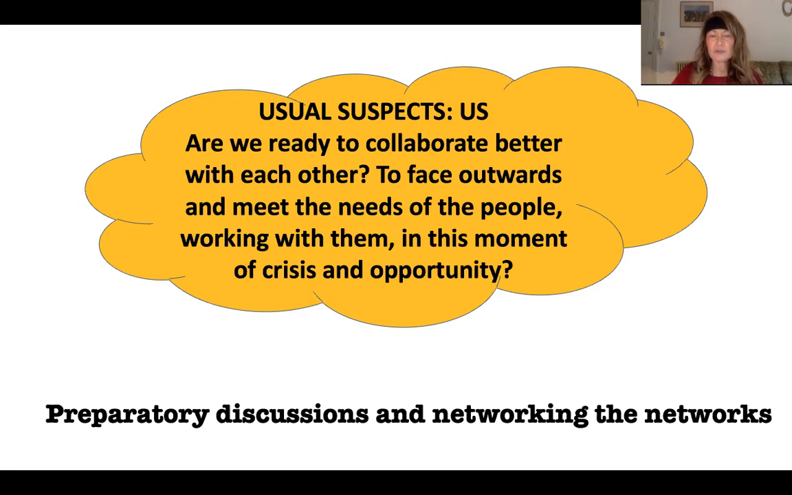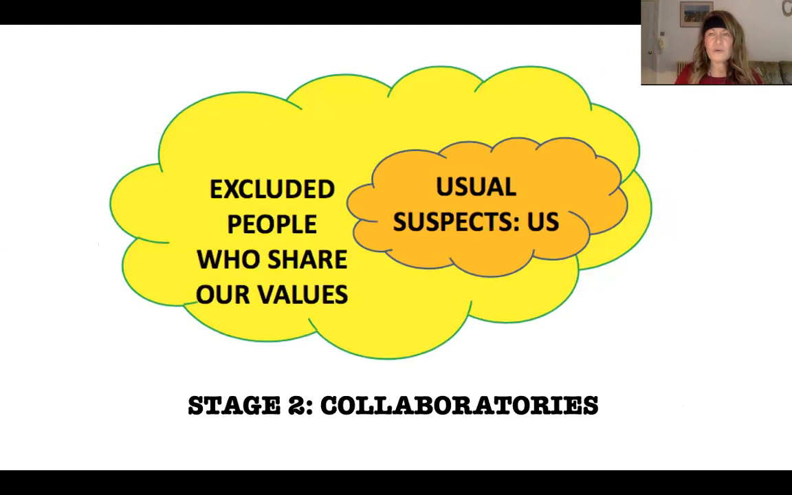Okay, so the vehicle, the prime vehicle for bringing the Citizens Action Network together, once you've already connected with the usual suspects, is called the collaboratories. So these occur in the public space. These are there for everyone to see and to join. And it starts with a direct appeal to those who may share your values but are currently excluded from your conversation.